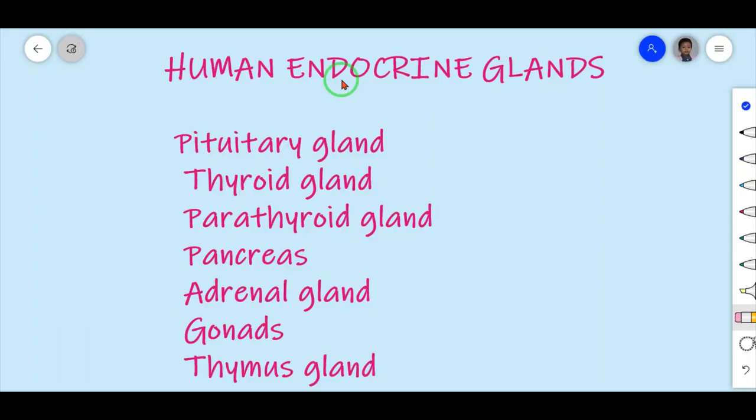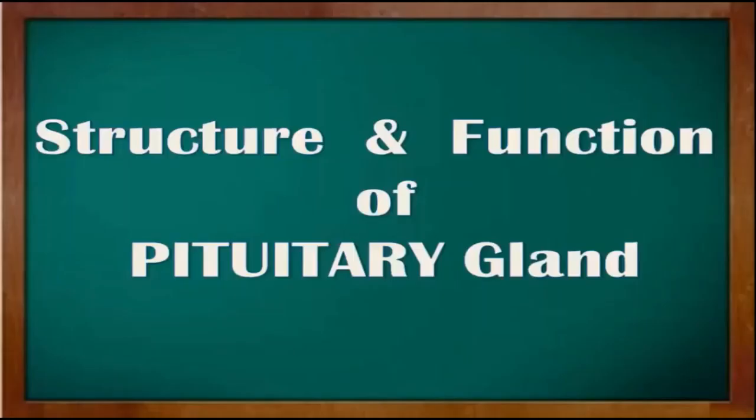There are 7 endocrine glands present in our body. So how many endocrine glands are present in our body? 7. They are the pituitary gland, thyroid gland, parathyroid gland, pancreas, adrenal gland, gonads and thymus gland. Let's see the glands one by one. Structure and function of the pituitary gland.